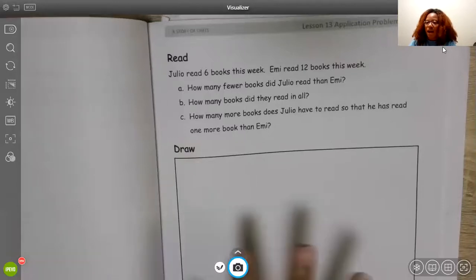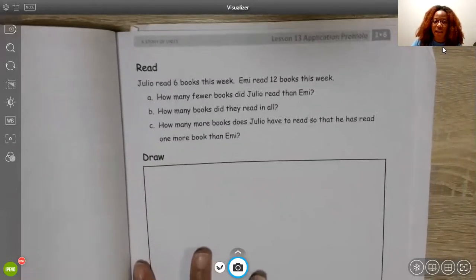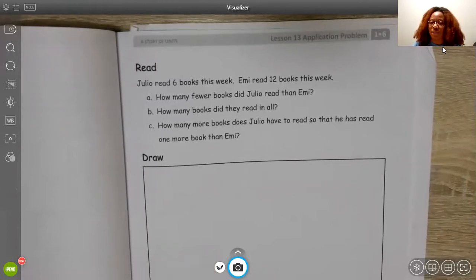All right, so our application problem for today says Julio read 6 books this week. Emmy read 12 books this week. How many fewer books did Julio read than Emmy? How many books did they read in all? And how many more books does Julio have to read so that he has read one more book than Emmy? Now, I know that is a lot of questions that we have to answer, but don't worry, we're going to go through it step by step.